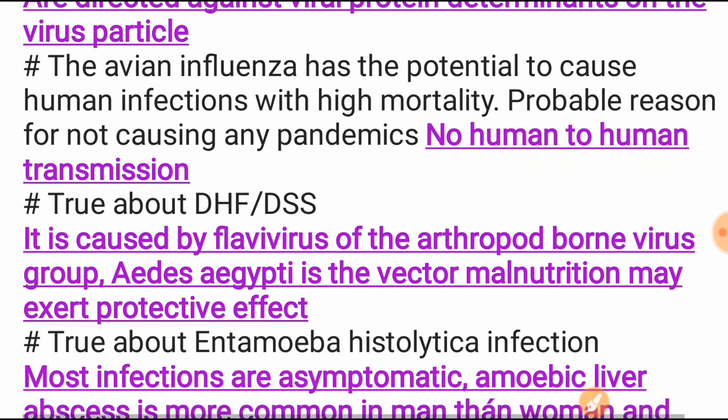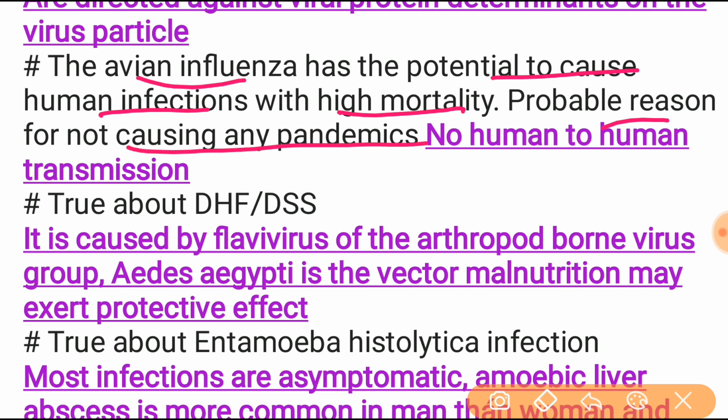Next is avian influenza. Avian influenza has the potential to cause human infection with high mortality. The probable reason for not causing any pandemic is that no human-to-human transmission takes place with avian influenza. So this is not causing any pandemics.